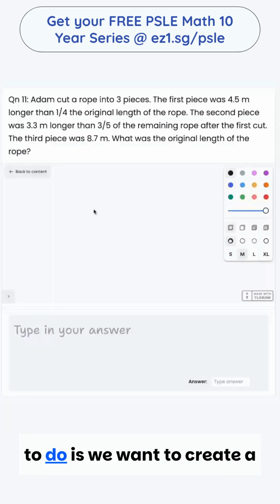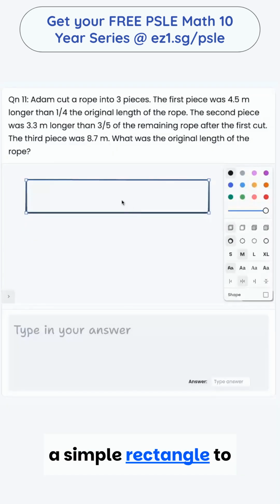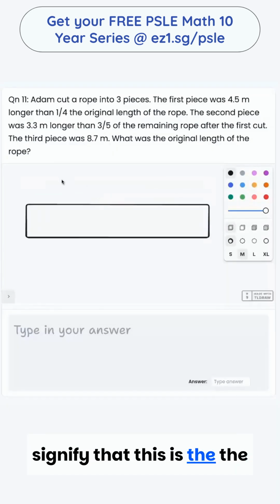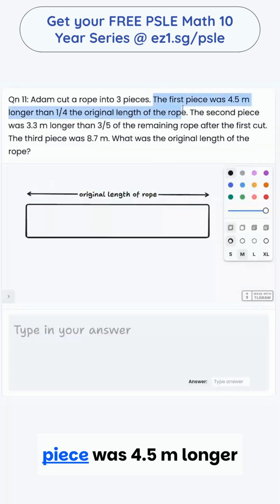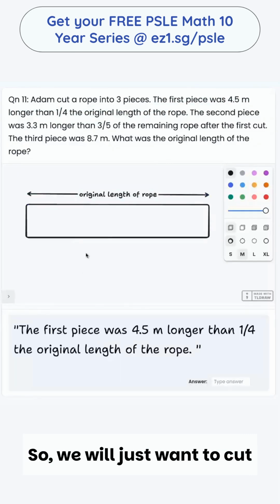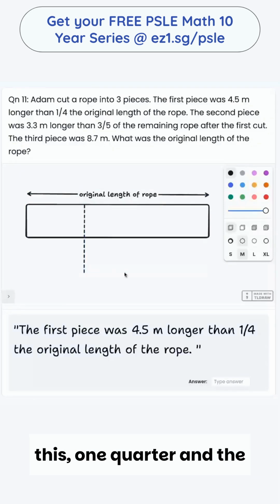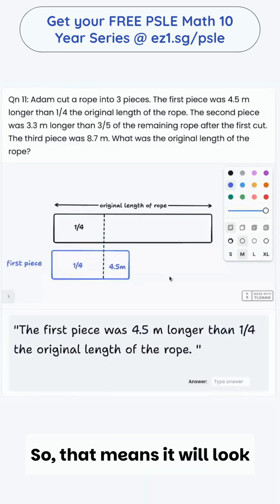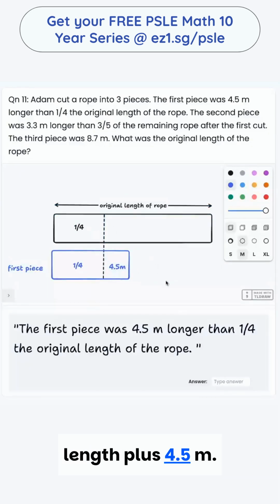So in this case, what we want to do is create a model. We're just going to draw a simple rectangle to signify the original length of the rope. First, the first piece was 4.5 meters longer than 1/4 of the original length of the rope. So we will cut 1/4, just like this. And the first piece was 4.5 meters longer, so it will look something like this. The first piece is 1/4 of the original length plus 4.5 meters.